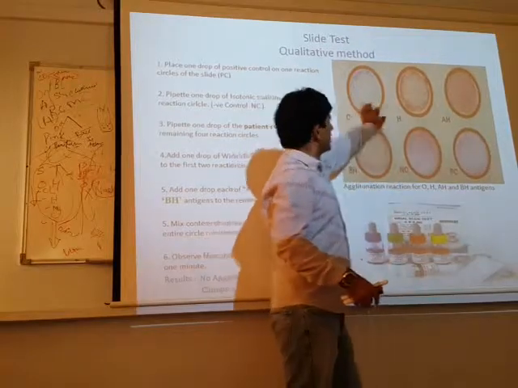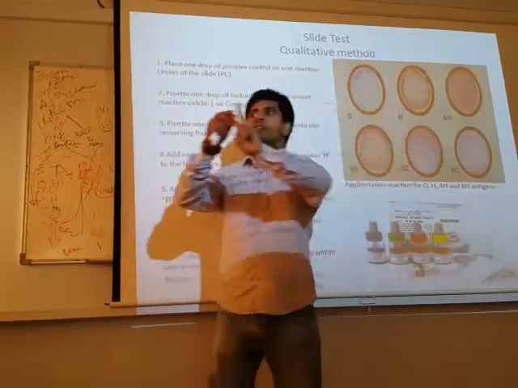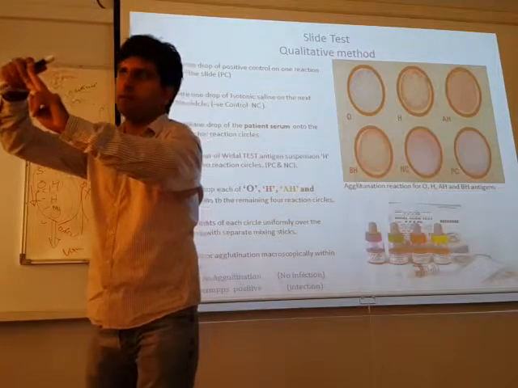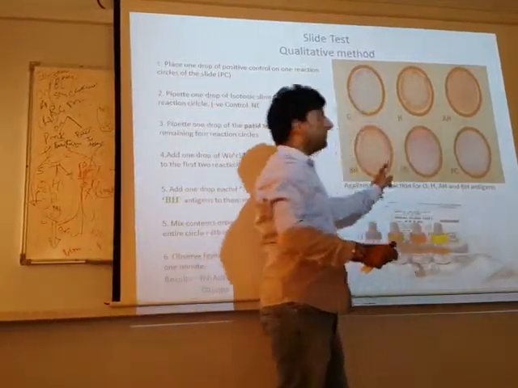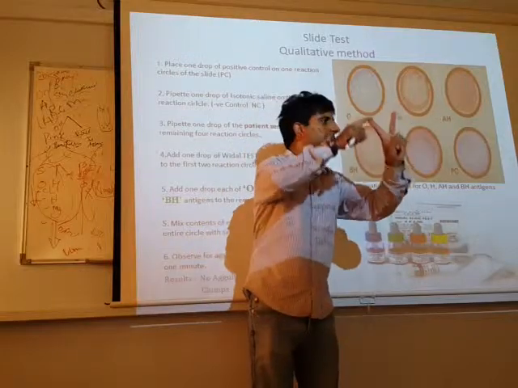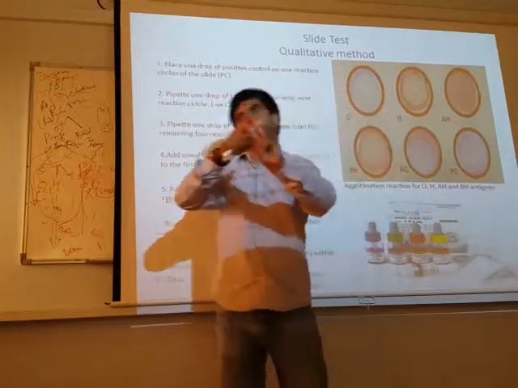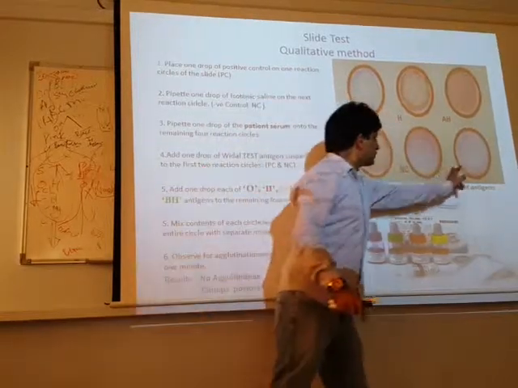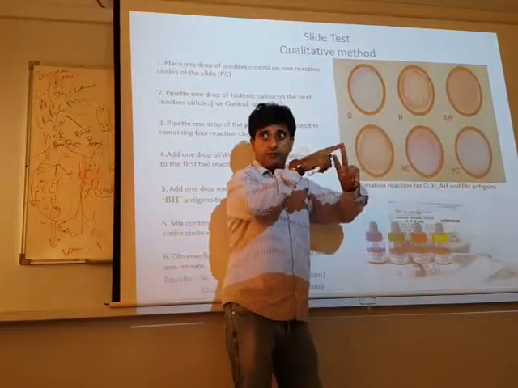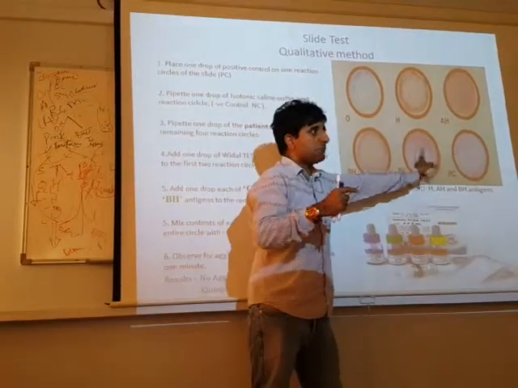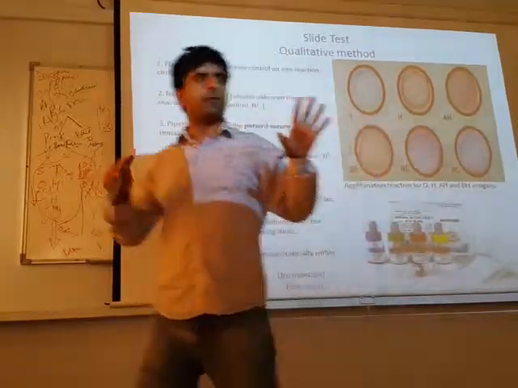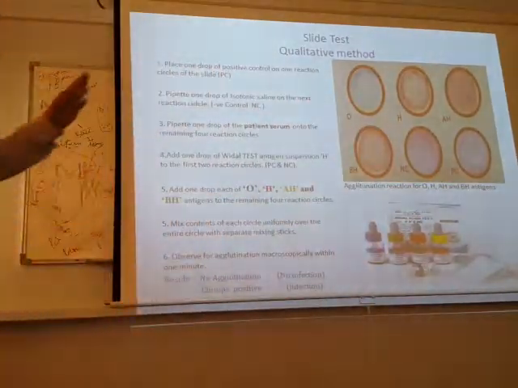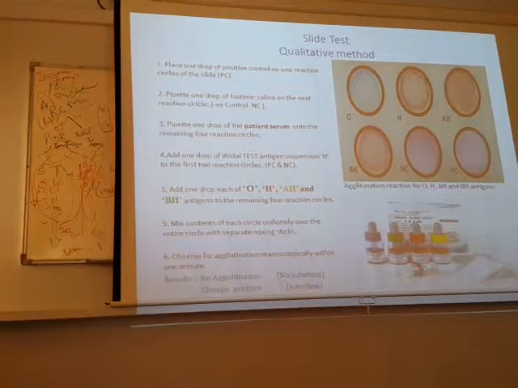In the 4 slides, O, H, AH and BH, you need only 2 things, the serum and antigen. In these 2 slides, you need normal saline first, then here no serum, only reagent, otherwise it may also react. So we need to be clear on positive control and negative control. Okay? This is called the slide test.